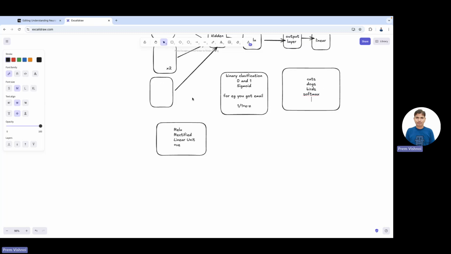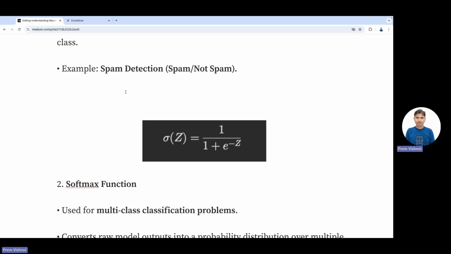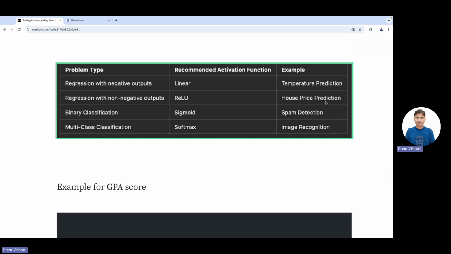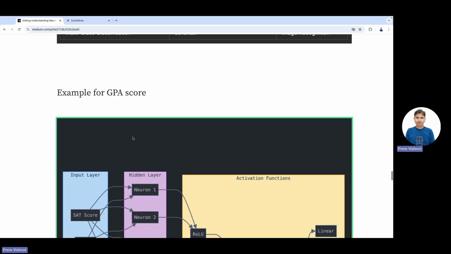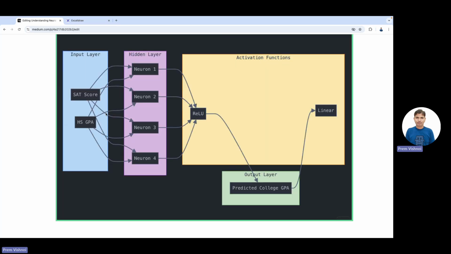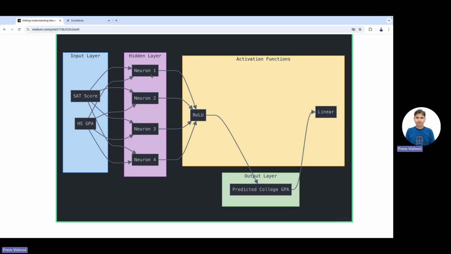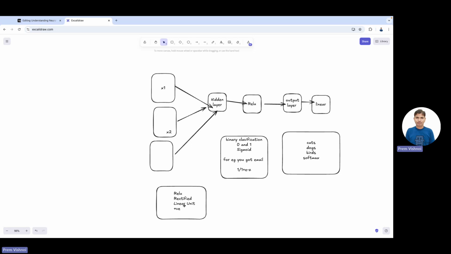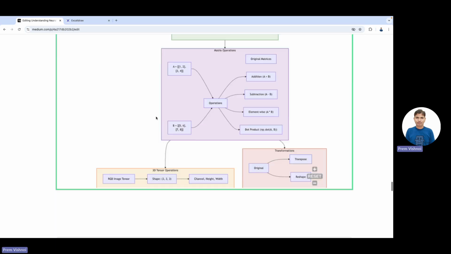So in this lecture I gave temperature prediction, house prediction, spam detection, image classification. You can go through this. Now I'm going to show one example. The input is test score and high school GPA, and then the hidden layer has neurons 1, 2, 3, 4. Then we use ReLU. ReLU is used where the value is positive, since they cannot have negative numbers.